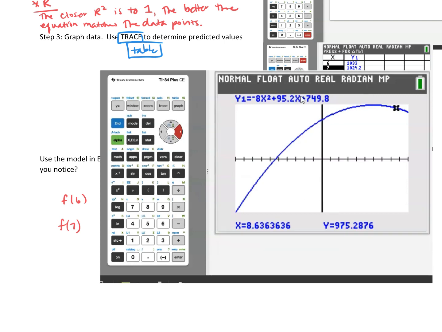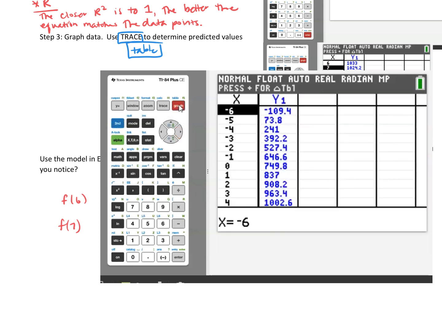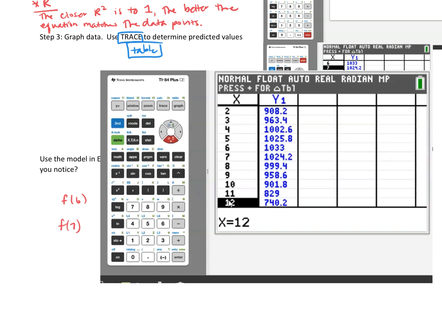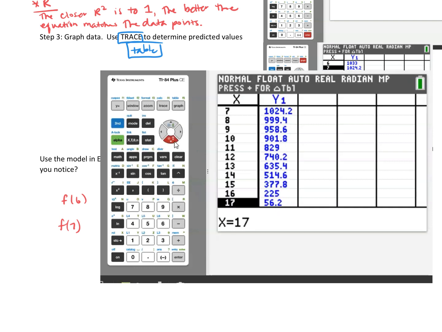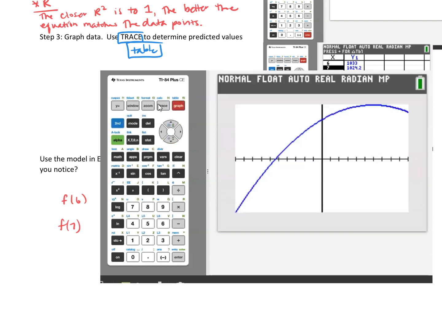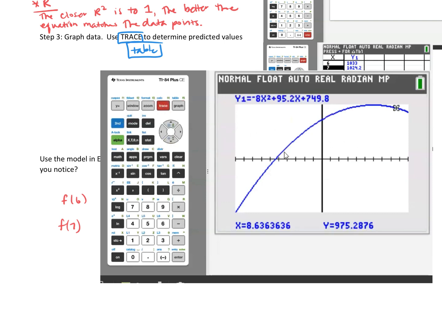Another way other than tracing is you can use the table of values. So if you hit second and then graph, you're going to get a table of values, and here we can scroll through and predict, oh, when x is a 12, we will have 740.2. Or when x is 17, we'll have 56.2. So sometimes the table of values might be a little bit easier to work with, but you can use both features. Either trace on your graph, so if I hit graph and then trace, you can just move that cursor left or right, or you can use the table of values.